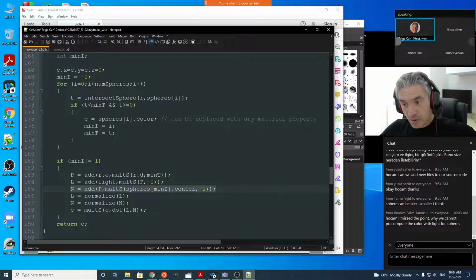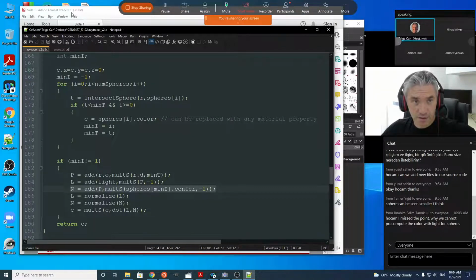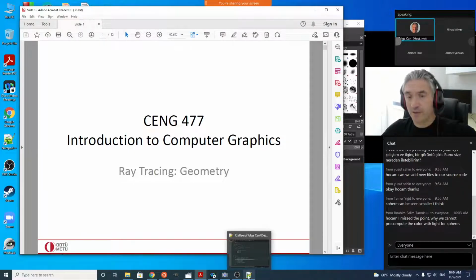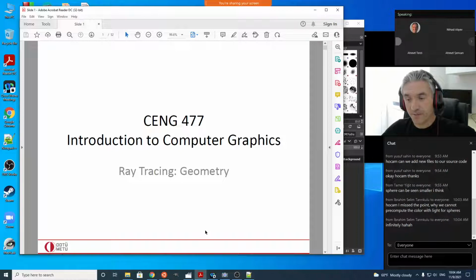Why can we not compute the color with light for spheres? A good question. Actually, let's think about it. You didn't miss the point. It's a good question, but why can we not precompute the color for spheres? Let me ask you this: how many points are you going to precompute the color on the sphere? How many points does your sphere have on its surface?